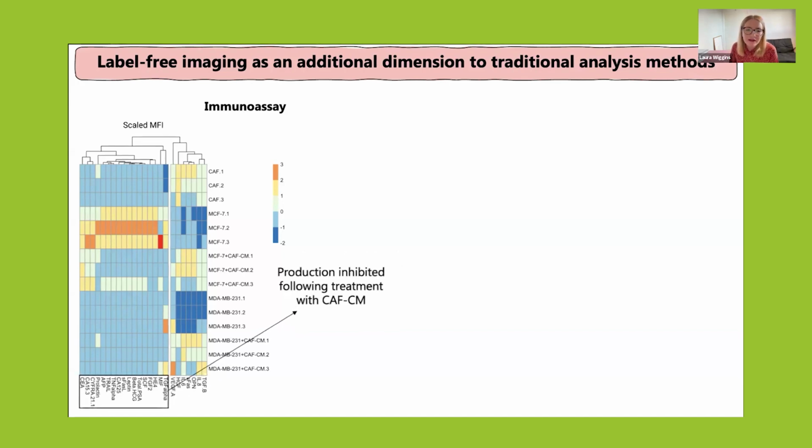And we also found a cluster of analytes where the production was inhibited following treatment with CAF conditioned media. So that means that not only are the CAFs influencing the cancer cells, the cancer cells are actually speaking back to the CAFs and changing their own production based on signals that they're getting from the CAFs. So we're able to see evidence of a crosstalk between CAFs and cancer cells.